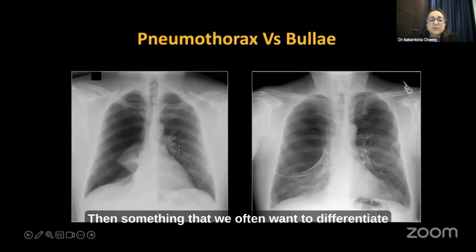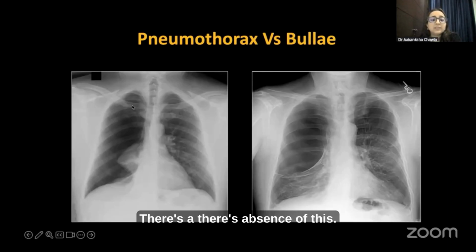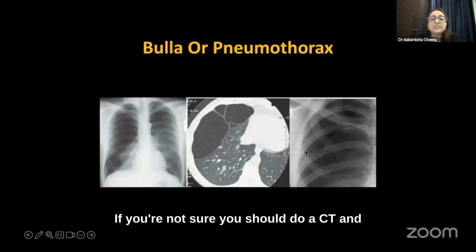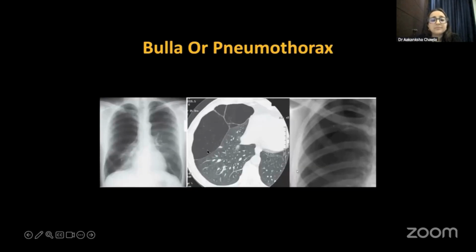Then something that we often want to differentiate when we talk about a pneumothorax is how would you differentiate it from a bulla. This is an X-ray with a pneumothorax on the right side. There's absence of bronchovascular markings. There's a sharp convex border. The underlying lung is lying collapsed. In case of a bulla, you may or may not see bronchovascular markings, but this is a well-defined, thin, concave margin, and this is a right bulla. If you're not sure, you should do a CT, and you should confirm. So as you can see, in another patient, there's a bulla that is seen on the CT.